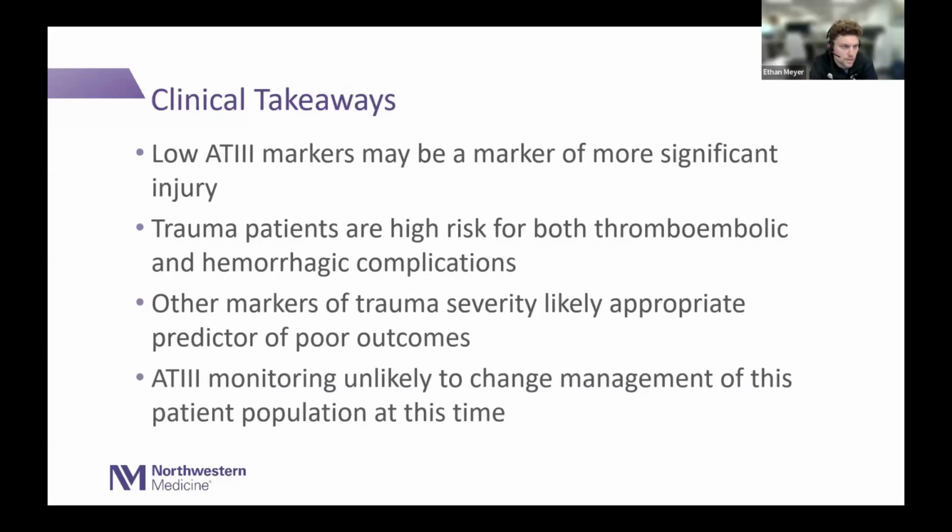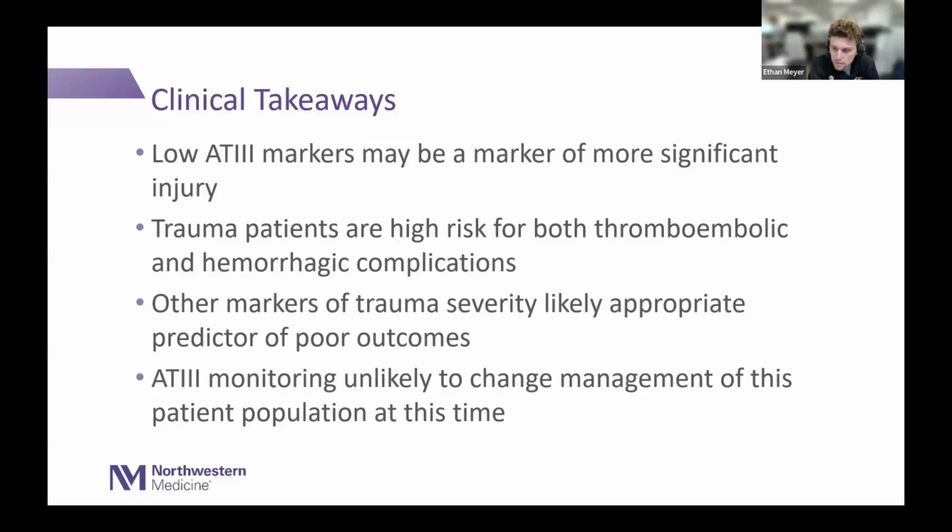Moving into my takeaways from this study, I think it's difficult to draw any significant conclusions because this was an associative study. However, low antithrombin is potentially a marker of a more significant injury. And we already kind of know that trauma patients are at high risk for both thromboembolic and hemorrhagic complications. I also think that other markers of trauma severity are likely an appropriate predictor of poor outcomes, and getting regular antithrombin levels on patients may not give us that much more information that's clinically useful.